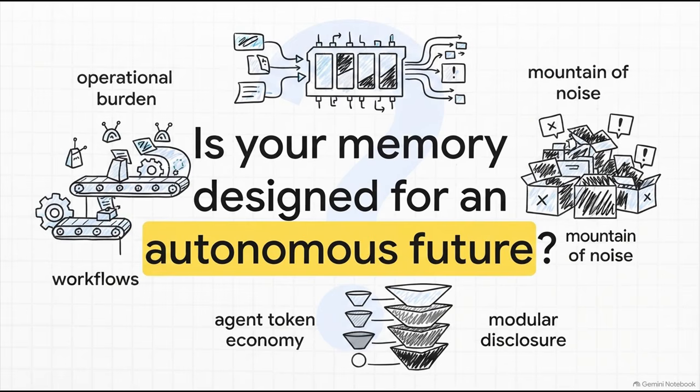Which brings us to a critical question to wrap up this explainer. As these agents start taking on more and more operational burden, you really need to look at your own workflows. Are your systems actively engineered to protect the fragile cognitive budgets of your AI tools? Or are you just dumping a mountain of noise onto their desks and hoping for a miracle? The future of software engineering is going to belong to the teams who master the agent token economy.